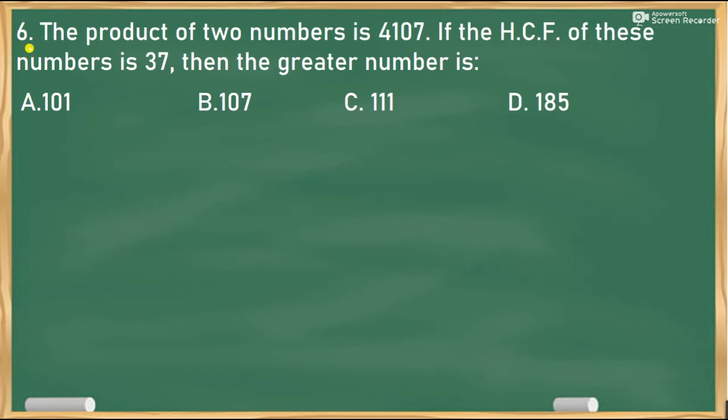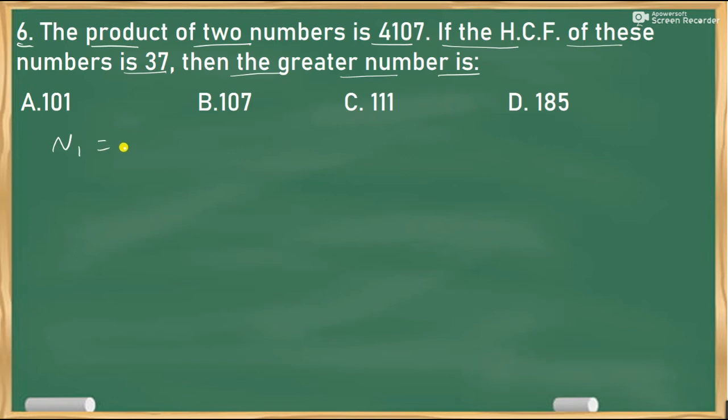Okay. Next question. Sixth one. The product of two numbers is 4107. If the HCF of these numbers is 37, then the greatest number is. Now, let us discuss a small concept here.